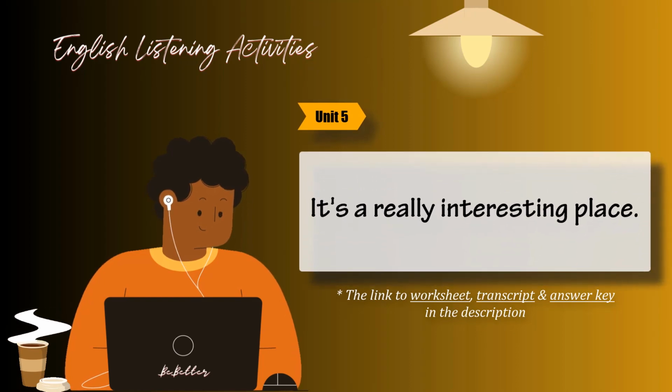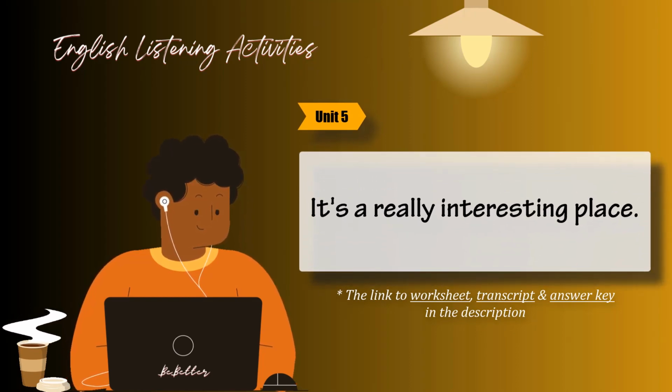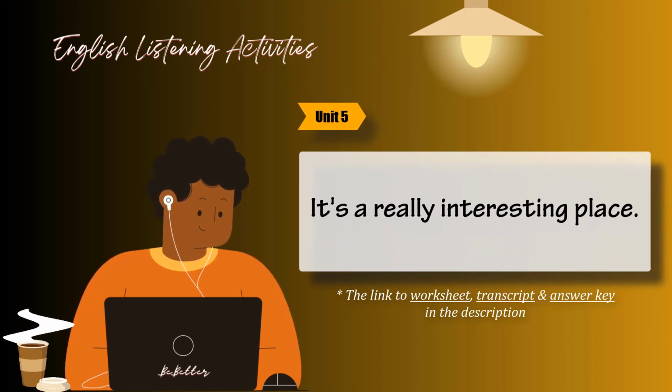Unit 5. It's a really interesting place. Task 2. Listen to the conversations and number the pictures 1 through 3. Where does each person work now? Listen again and match the names to the cities.